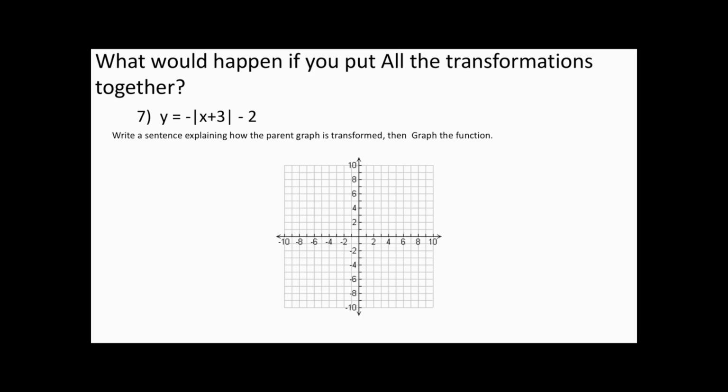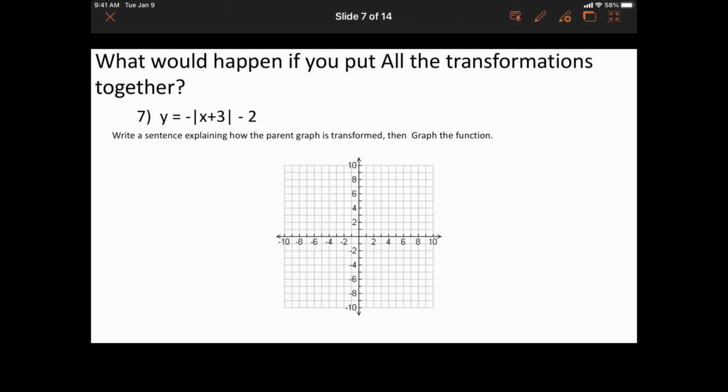All right. So what happens if we put them all together? I have a number on the inside of the absolute value, I have a number on the outside, and I have a negative in front. So take a moment and write a sentence of what you think is going to happen, and then graph the function. All right, I'm going to graph the parent graph, just so you can compare it. So this middle point here, the point of the V, we call this the vertex. It's where it changes directions.